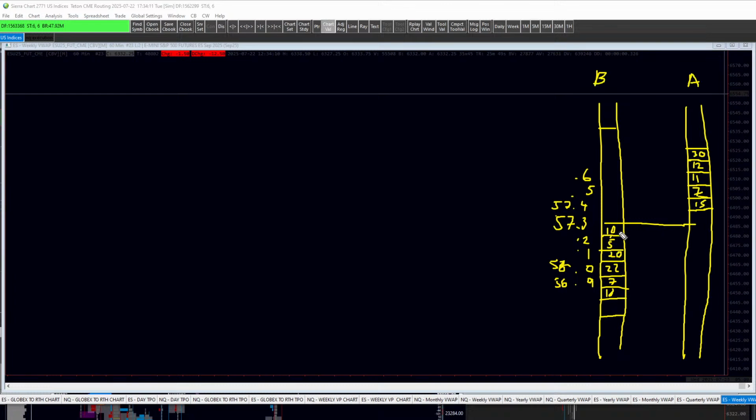So if 10 aggressive sellers sell into the bid at 10, price will tick down to 57.2. That's how it works, right? So there are two types of participants in the market. You have your passive sellers and passive buyers, right?